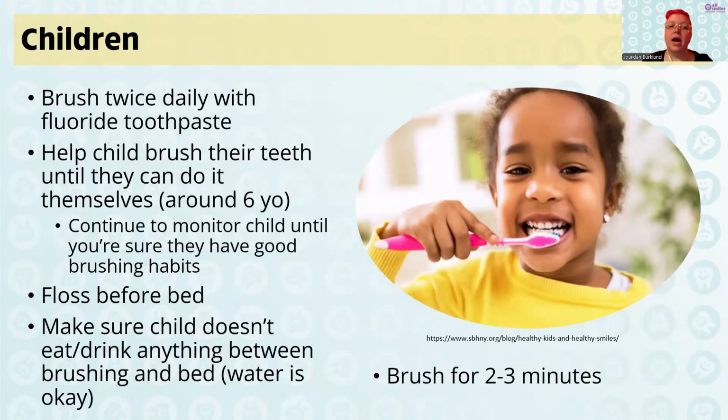And then when they start growing up, you want to again reinforce brushing twice a day with fluoridated toothpaste. It's important that the parents and guardians help their kids brush their teeth until they can do it themselves, which is around 6 years old, give or take, depending on the kid. Definitely continue monitoring the kid until the parents are sure that they have good brushing habits. Kids take a little bit longer than people might think to get into that habit of brushing their teeth really well. And it's good to introduce flossing before bedtime.